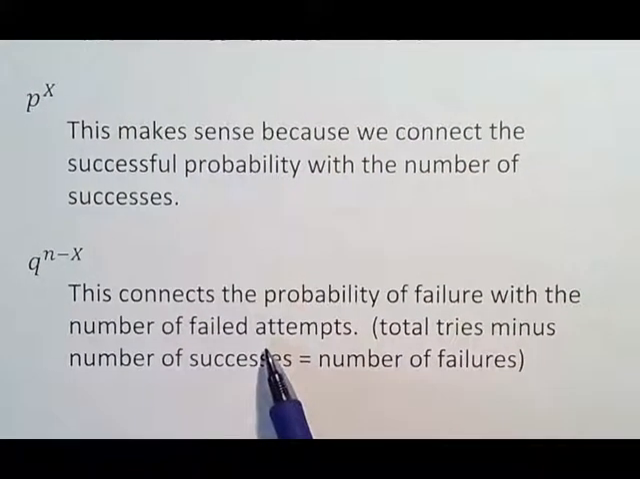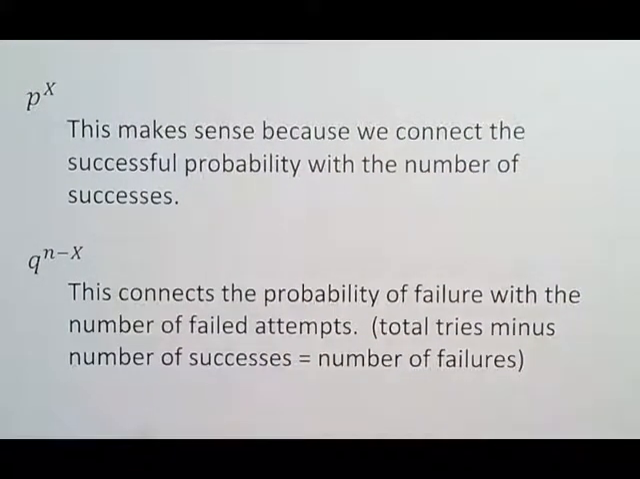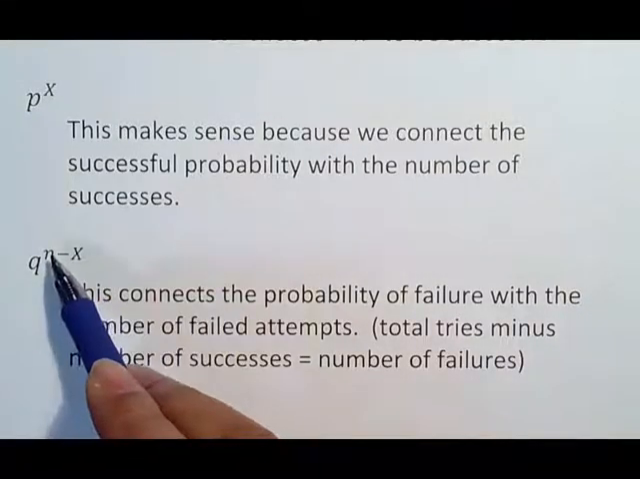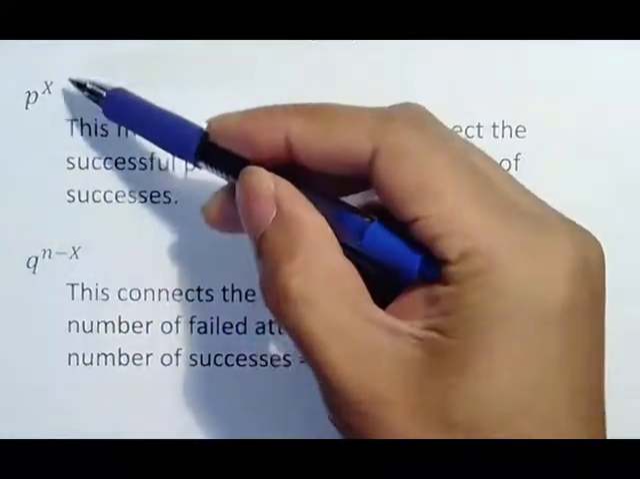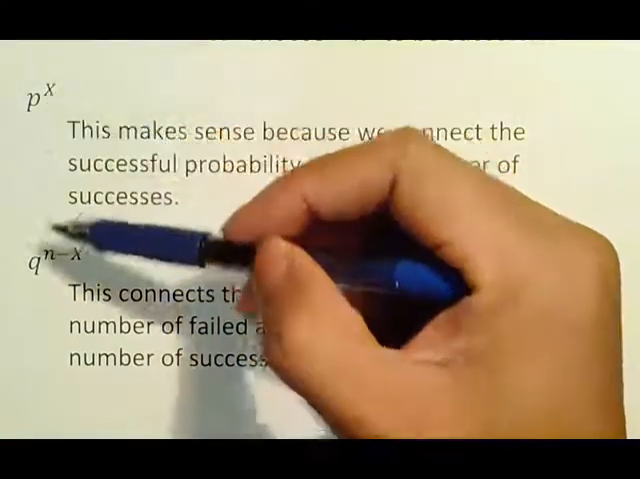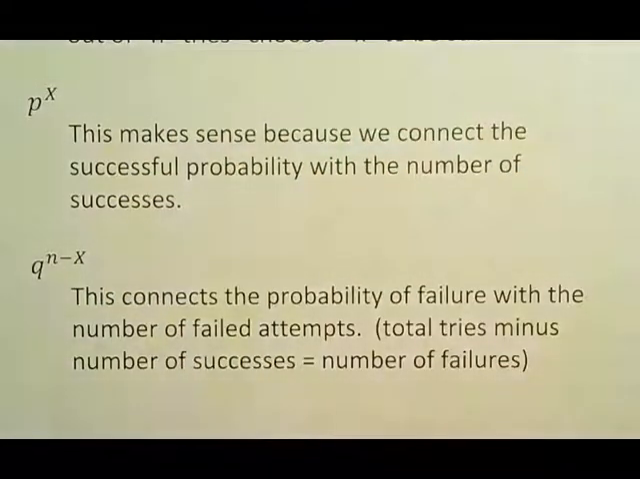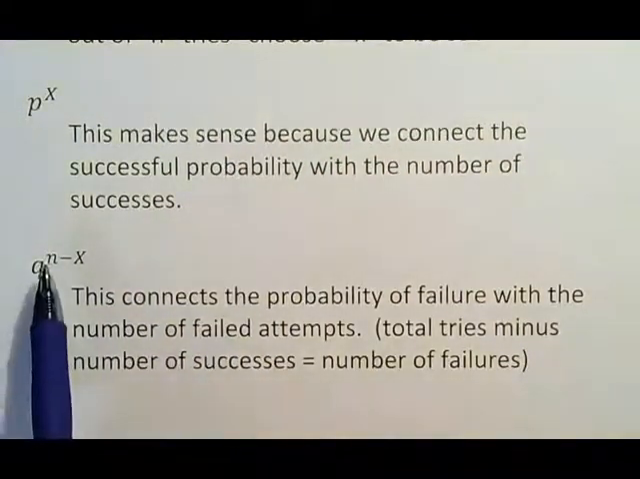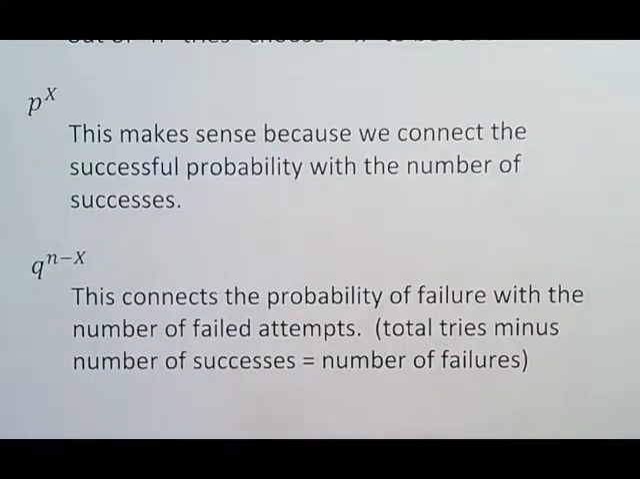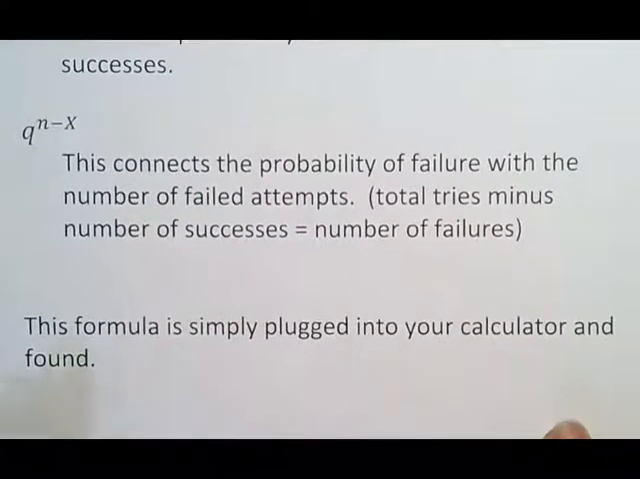Think about it. If I am shooting 20 free throws and I want to make 6, then the failure number should be 14, which is 20 minus 6. So if there's 6 here, then there should be 14 here. Whatever this power is and whatever that power is should equal your total number of trials, because n is the total number of trials minus your number of successes, which should give you the number of failures. But this formula is simply plugged into your calculator or your computer, and it's found from there.